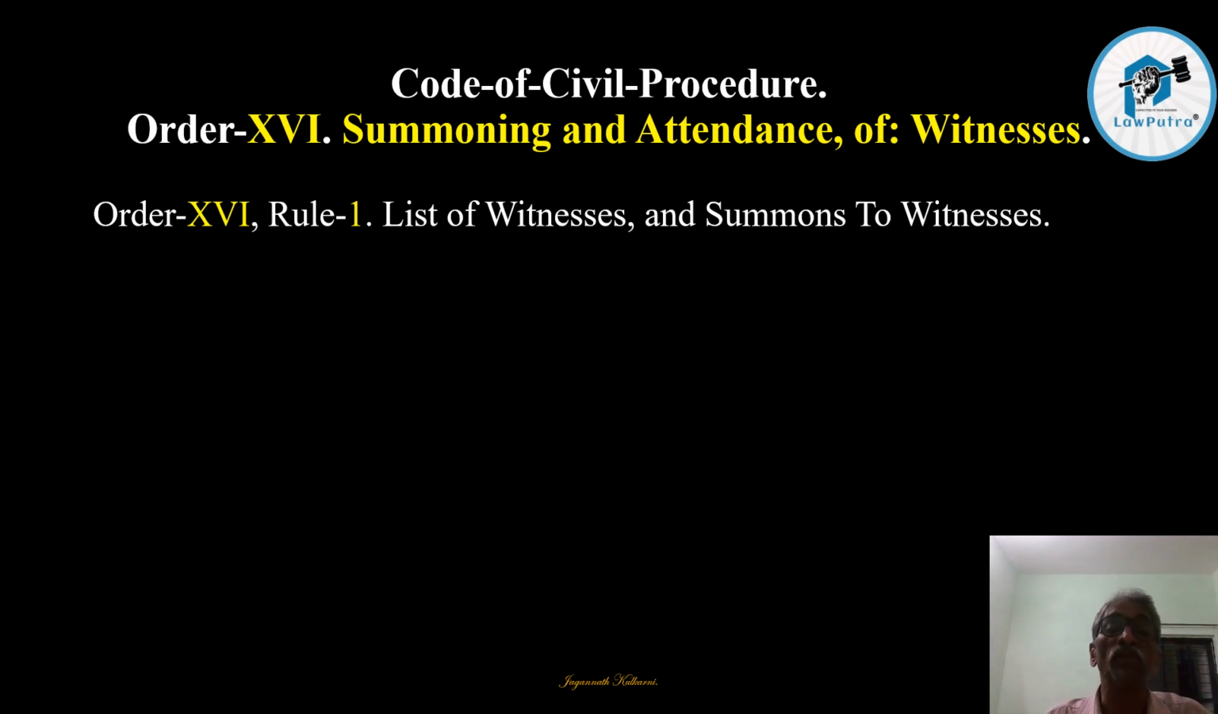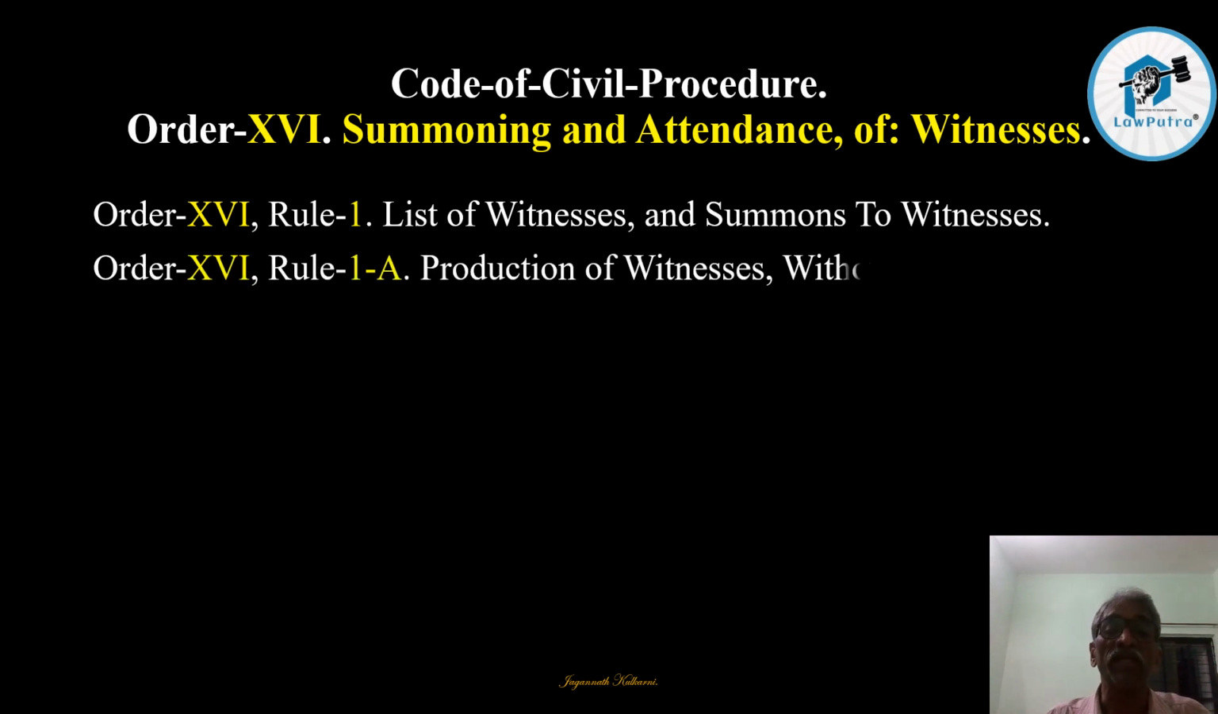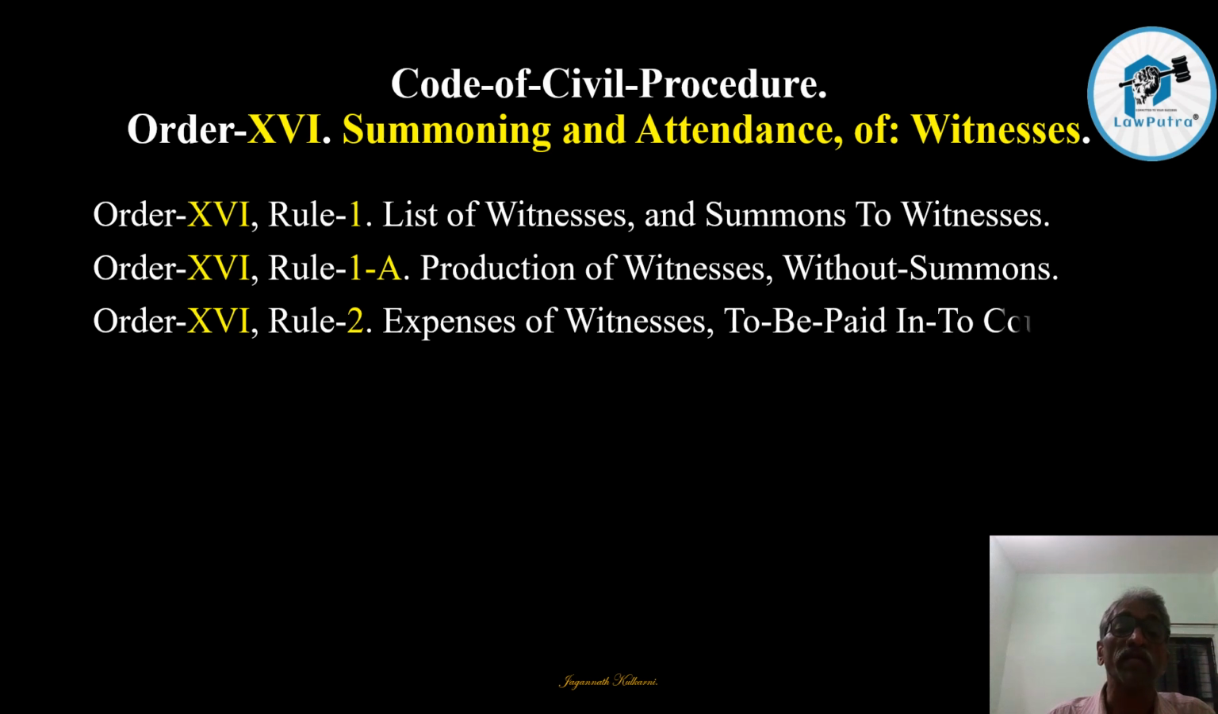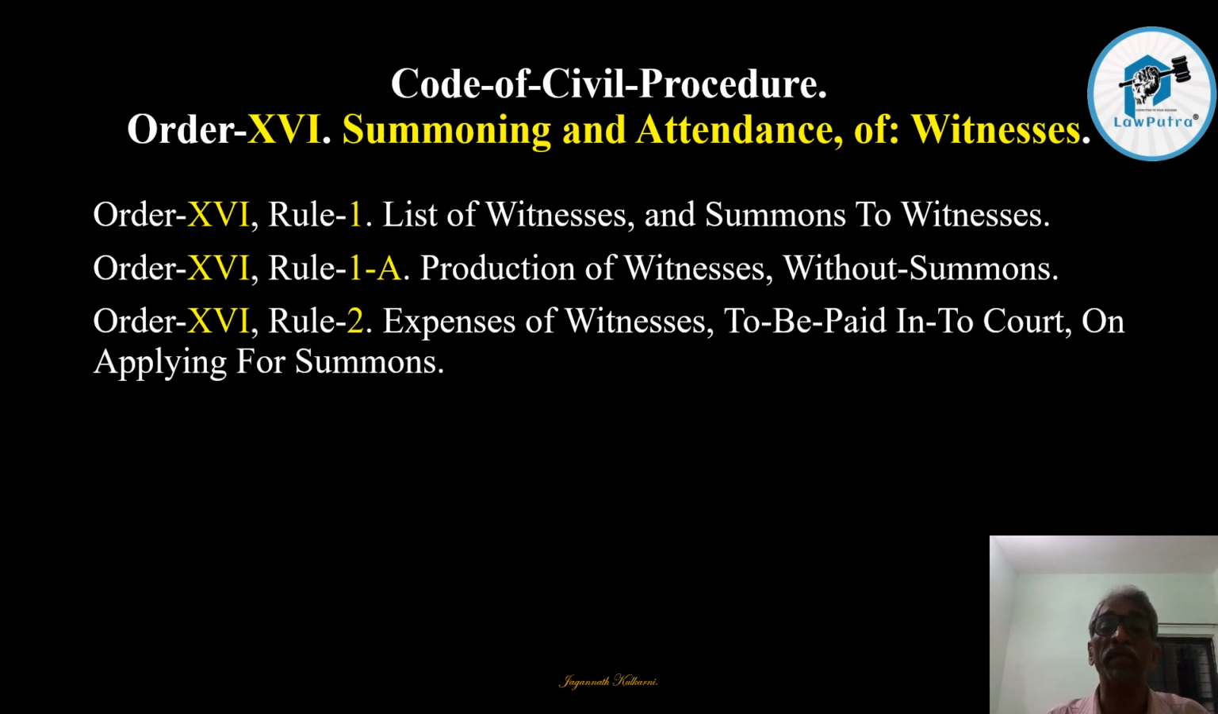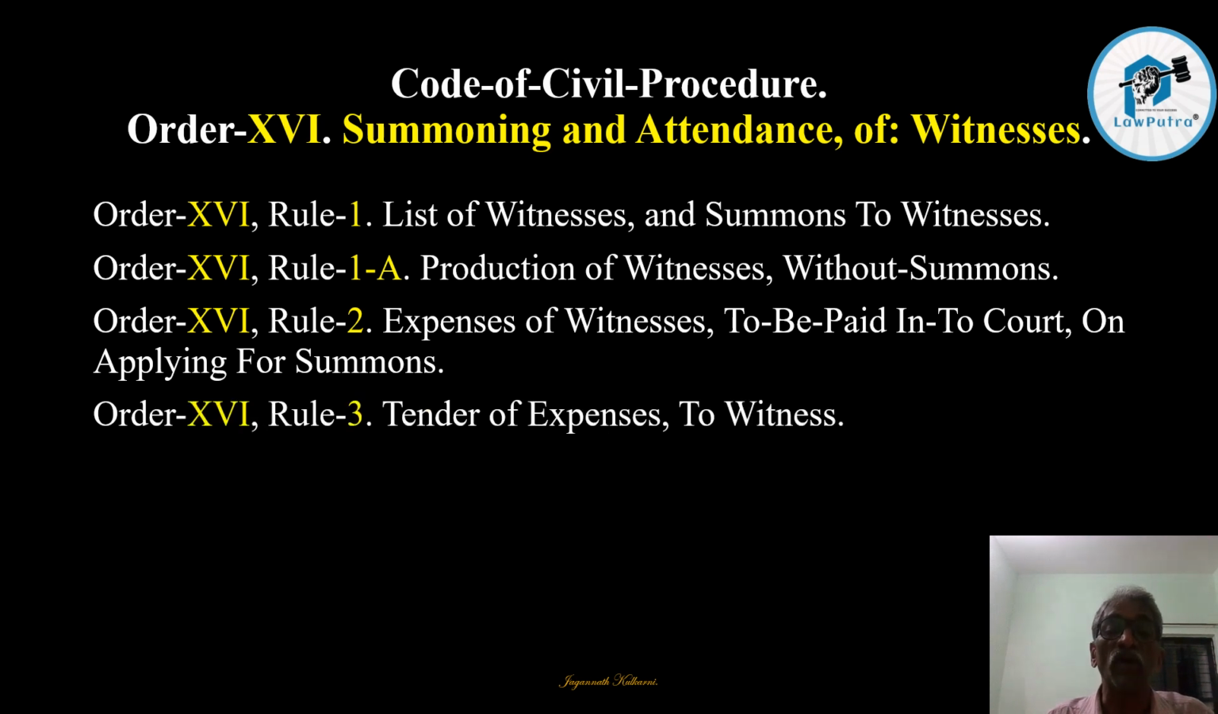Now we know under an order there will be various rules, and under a rule there will be sub-rules. So Rule 1 of Order 16 says list of witnesses and summons to witnesses. Then Rule 1A, which is subsequently added, talks about production of witnesses without summons. Rule 2 talks about expenses of witness to be paid into court on applying for summons. Rule 3 talks about tender of expenses to witness.